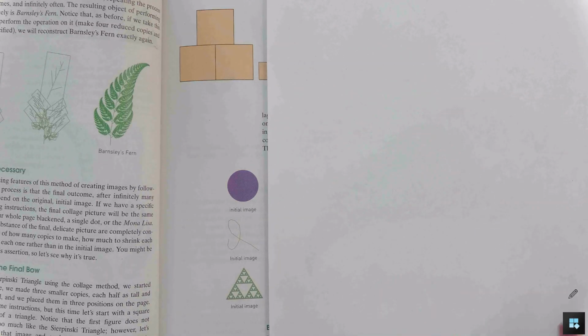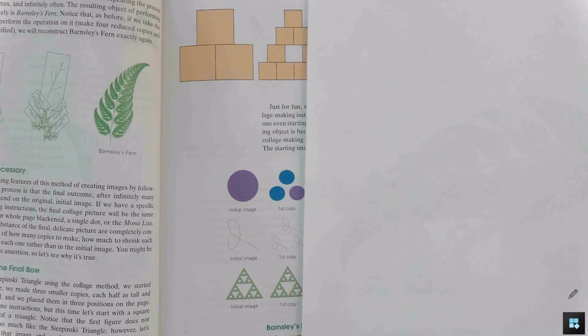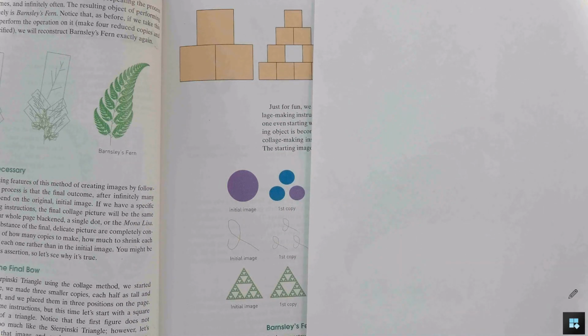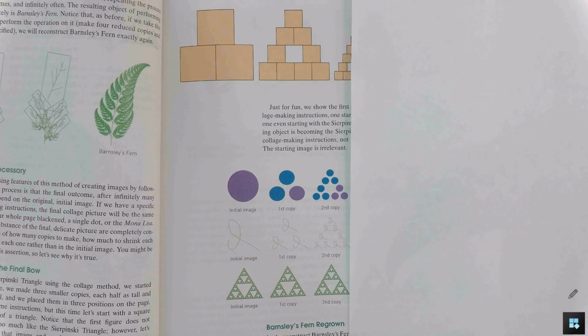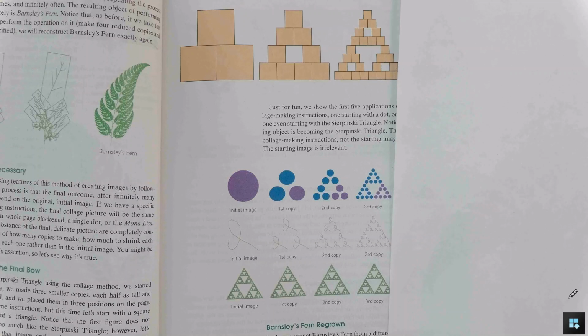So they're going to stack them in 3. And we get this shape that is different for each image, except the Sierpinski triangle continues to look like itself when it's stacked in 3. Then we do the second copy. They still look pretty different from one another. We do the third copy, starting to look quite a bit alike.